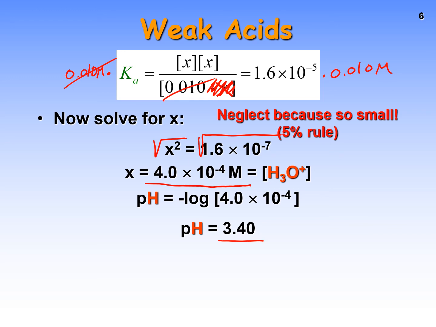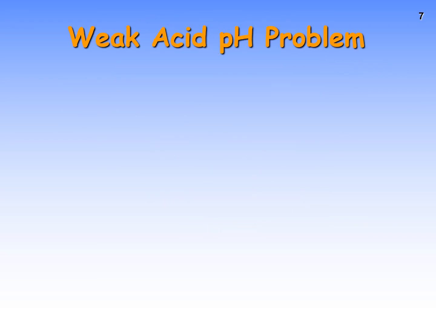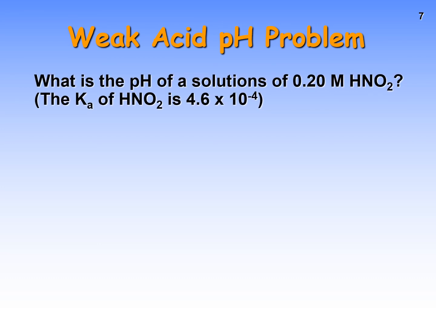Now, you should always double check if this is actually less than 5% of 0.01. It is, so we're okay. But you should always double check that, because if it's not, then you still can't use the 5% rule, and you need to solve the quadratic. So let's do one more example problem, and then we'll finish this video off.